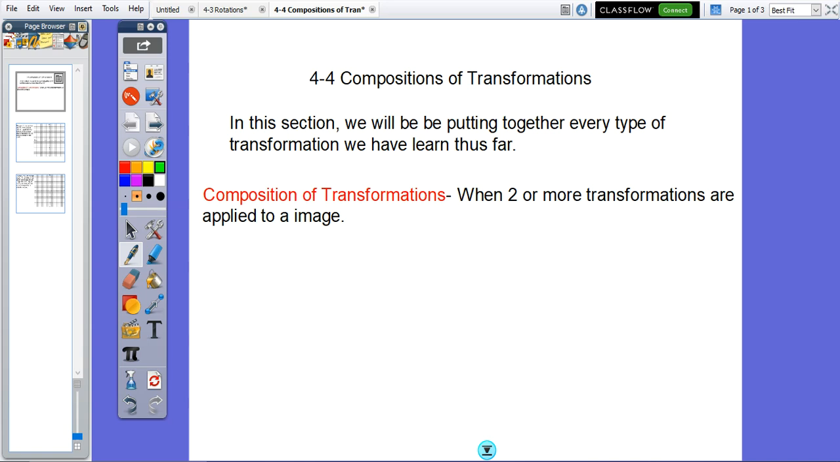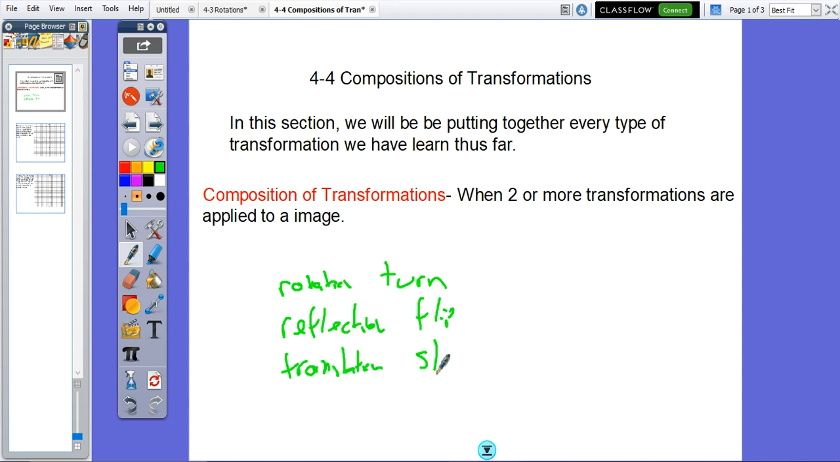Up to this point, we have talked about rotations, which means to turn around a point, reflections, which means to flip. Oop, I misspelled flip, my bad. Flip. Too many pigs, my gosh. And then translations. Translation means to slide, okay?